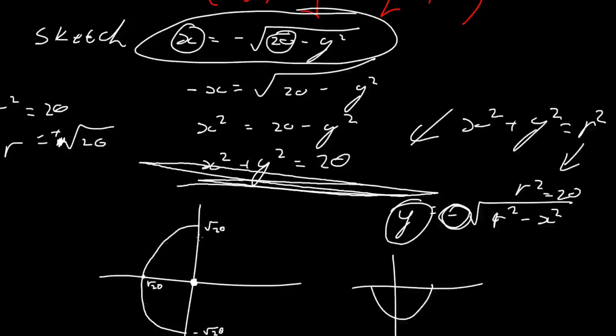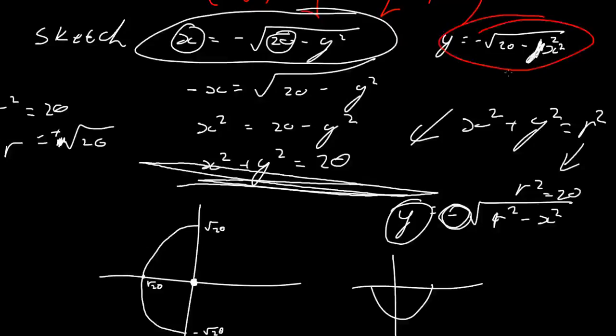Another interesting way, and I'll say this and just end off the video here, another interesting thing that you could have done here is simply write this as y equals minus root 20 minus x squared. Okay, so you could have just written it like this. So we just swapped the y and x again, and you know how to draw that. That's going to look like this.